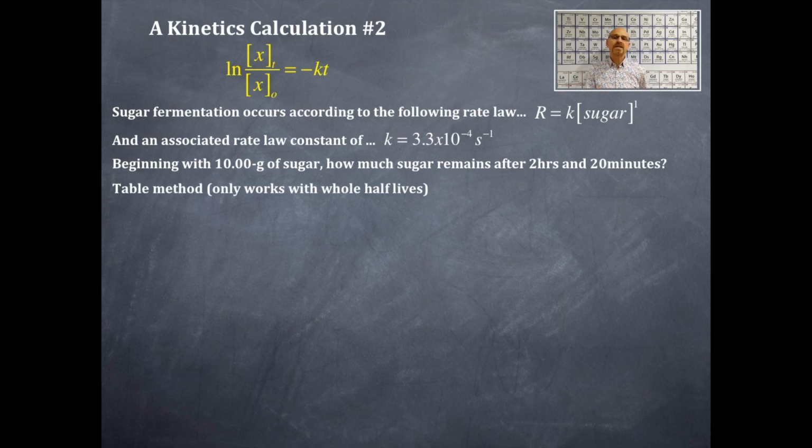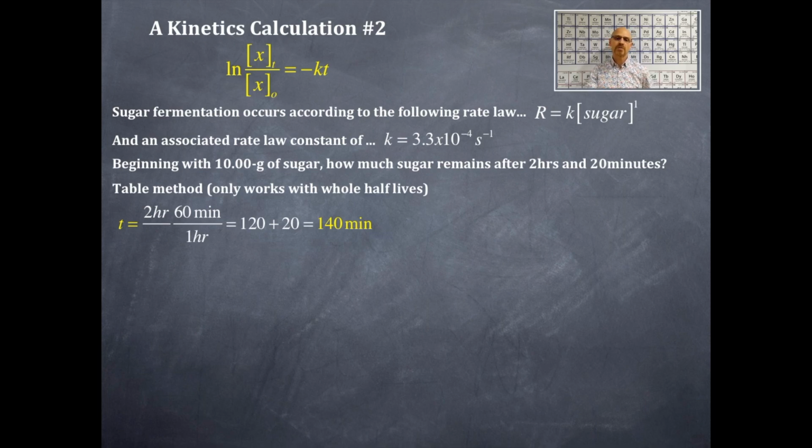Okay, so I'm going to show you two different methods here on problem 2. Coincidence? I think not. I'm going to show you a table method first, and this table method only works when you are dealing with whole half-lives. So you need to make sure that you're dealing with a whole half-life if you're going to use this table method. Okay, so our total time here is 2 hours.